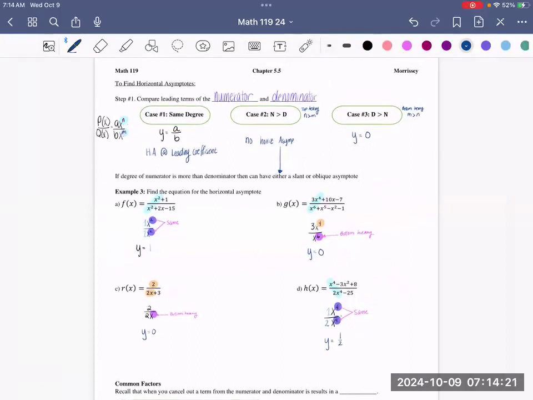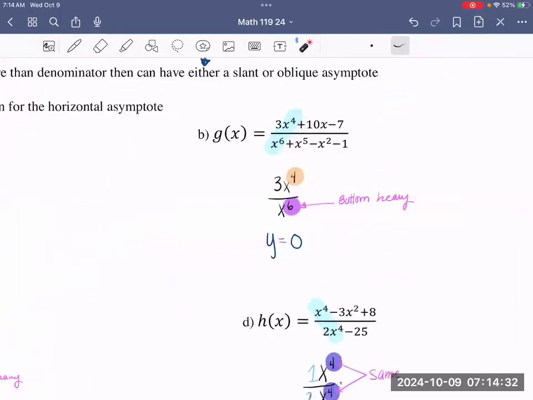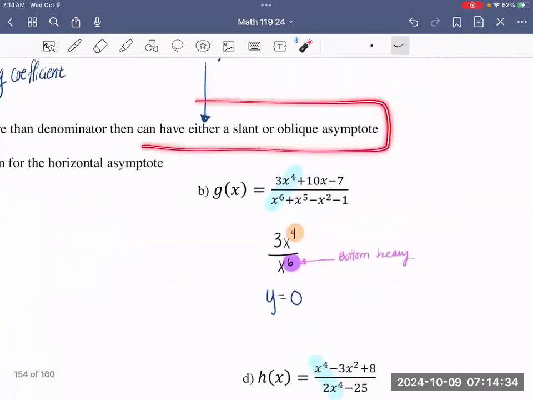And again, if the degree above is just one more than the degree below, so if it's top heavy, which none of these came out to be top heavy, it could have a slant or an oblique asymptote.